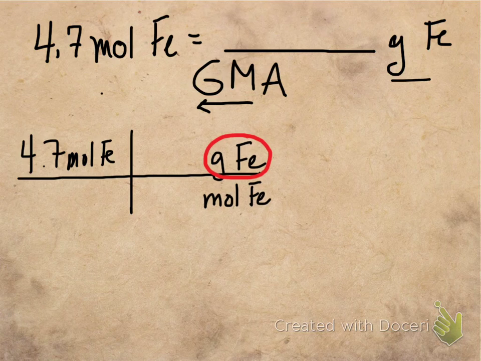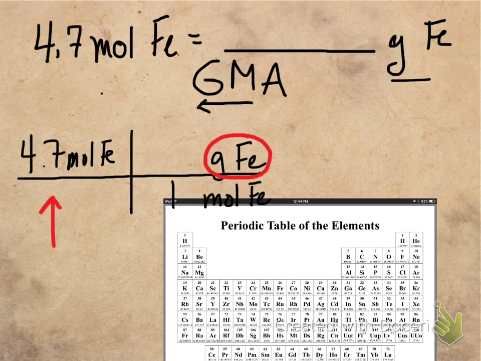Now, before I can do something stupid, I'm going to stick a 1 in front of moles, because remember, unless moles is your given, as it is here, the only thing you should ever be putting in front of moles is the number 1. Now, how many grams of iron are in 1 mole of iron? Well, didn't we just look that up? We did!